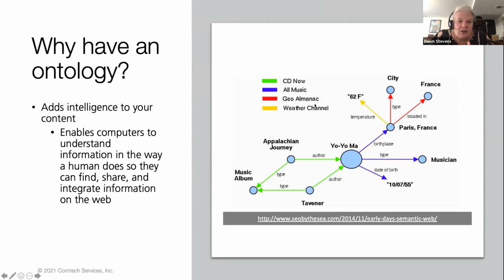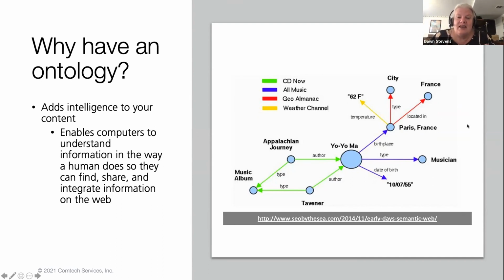Well, now I have another ontology that is saying, well, Paris is a geographic one. Paris is in France, and it's a city in France. And I have the Weather Channel that says, here's the weather in Paris. So if all of this is linked together in a way that my intelligent search could traverse, then I could theoretically say, show me music albums that were created by people who were born in locations where 62 degrees Fahrenheit is their average temperature. Now, I don't know why I would ever do that.